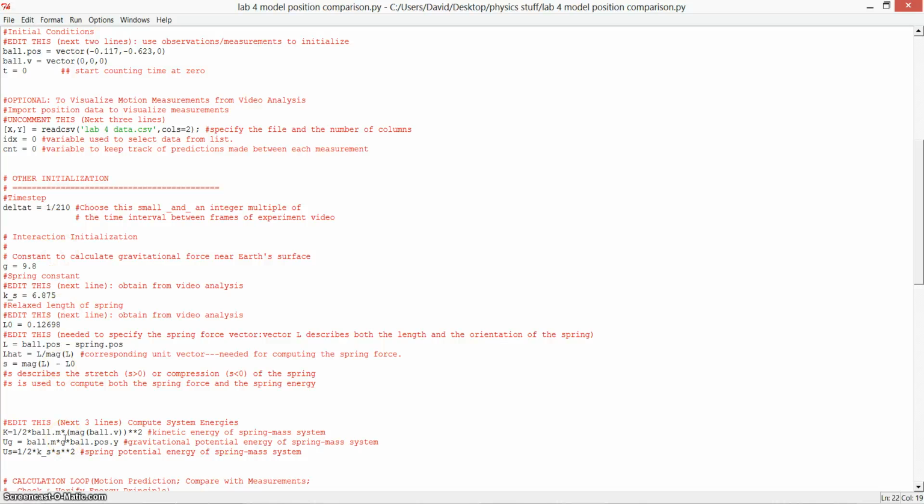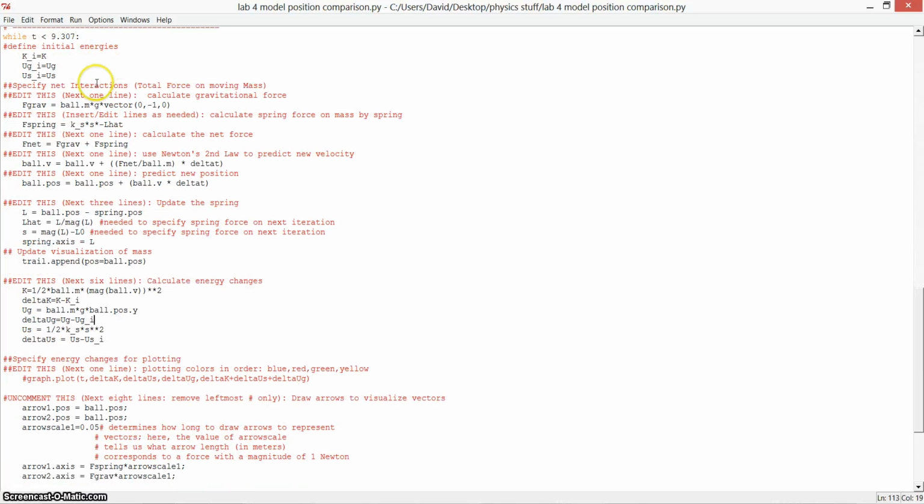I also defined the 3 energies, setting kinetic as 1/2 mass times speed squared, gravitational potential as mg times the y position, and spring potential as 1/2 times the spring constant times the compression or stretching squared. I then set a while loop and defined the initial energies and Newton's second law.